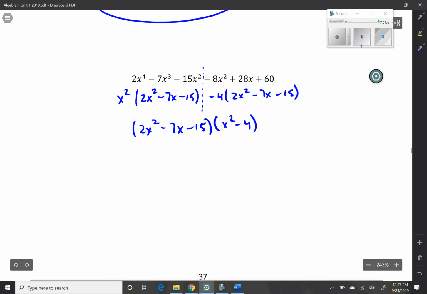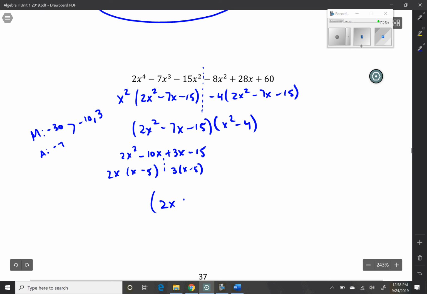Let's do the harder one first, the AC method. What multiplies to make negative 30, but adds to make negative 7? That would be negative 10 and 3. So now if I do 2x squared minus 10x plus 3x minus 15, group it. So we have 2x, sorry, x minus 5 and 3, x minus 5. My two factors here are 2x plus 3 and x minus 5. x squared minus 4 is going to be x plus 2 and x minus 2.